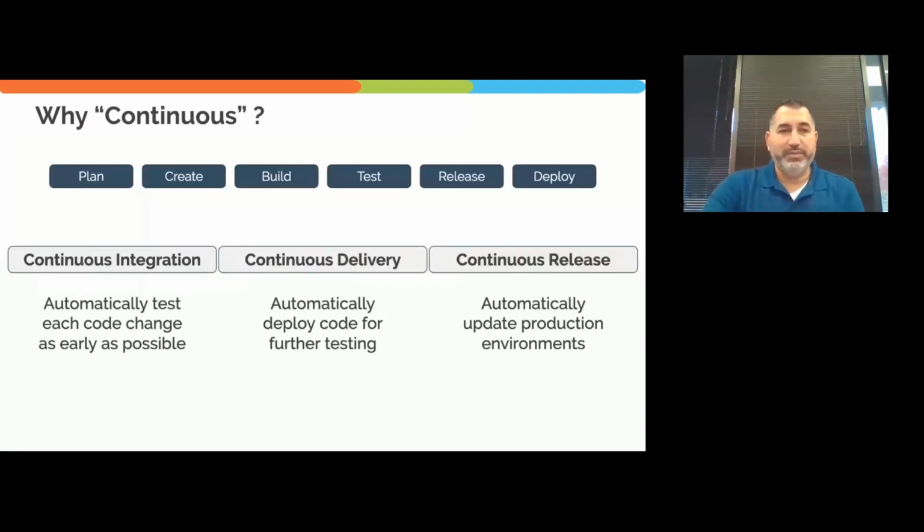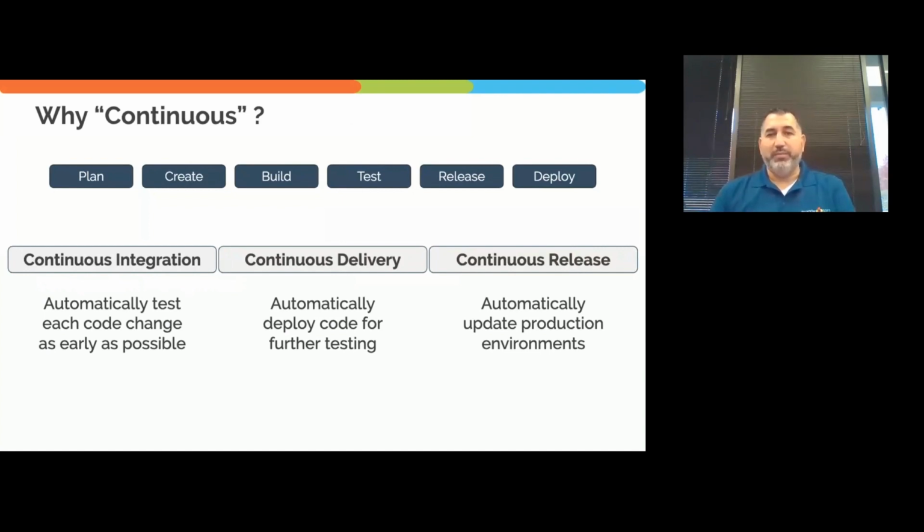So here's a couple examples. As we go through our continuous model, we're going through the typical software development stages of plan, create, build, test, release, and deploy. The continuous integration piece kind of overlaps the plan and create part. And, as we're integrating, we want to make sure that we're testing each code change as early as possible.